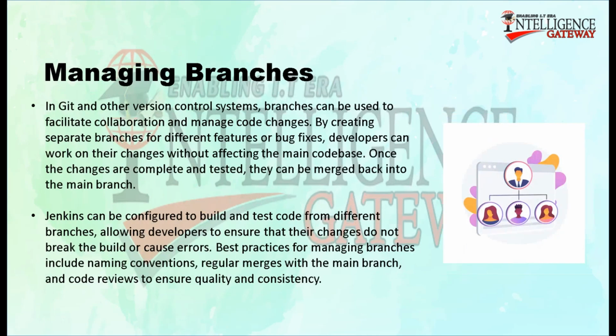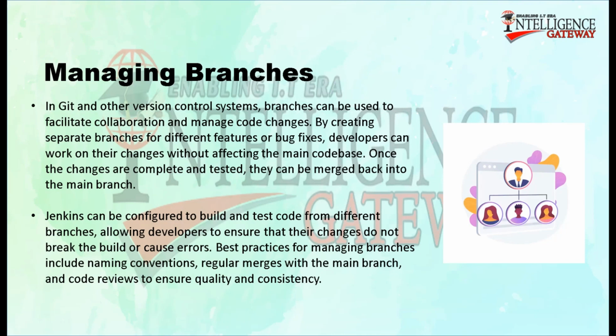Managing branches. In Git and other version control systems, branches can be used to facilitate collaboration and manage code changes. By creating separate branches for different features or bug fixes, developers can work on their changes without affecting the main codebase. Once the changes are complete and tested, they can be merged back into the main branch.